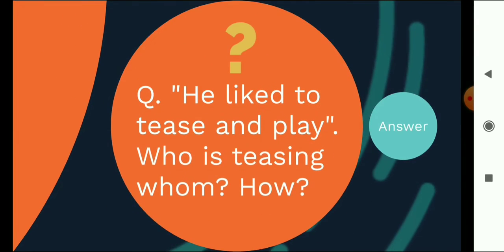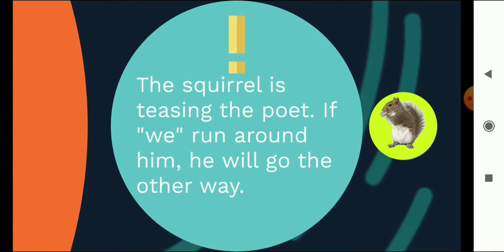This is the third question. He liked to play, he liked to tease and play. Who is teasing whom and how? The squirrel is teasing the poet, and if we run around him, he will go the other way.